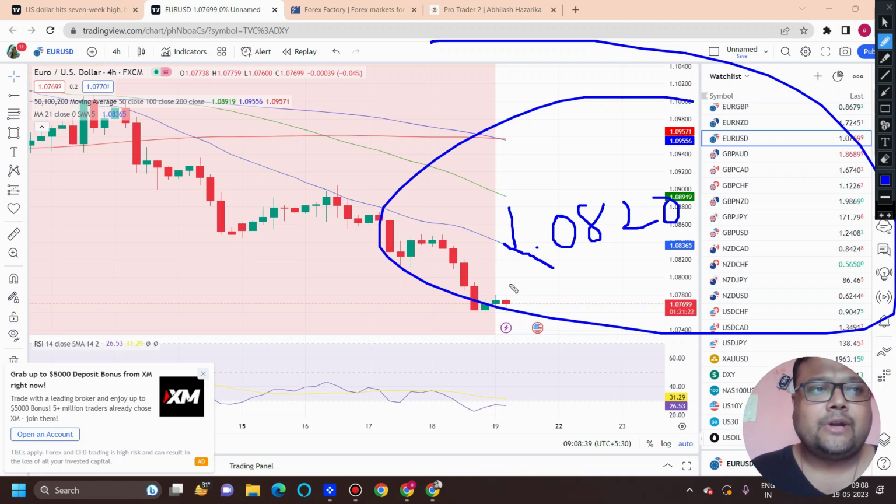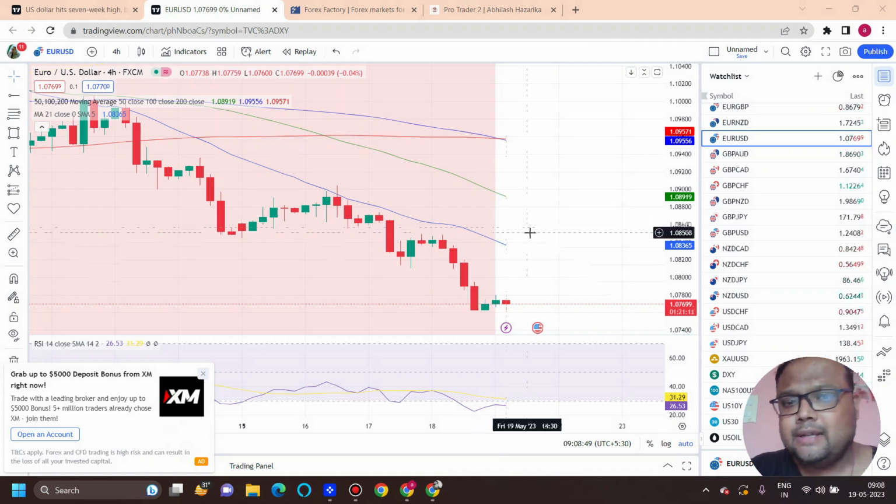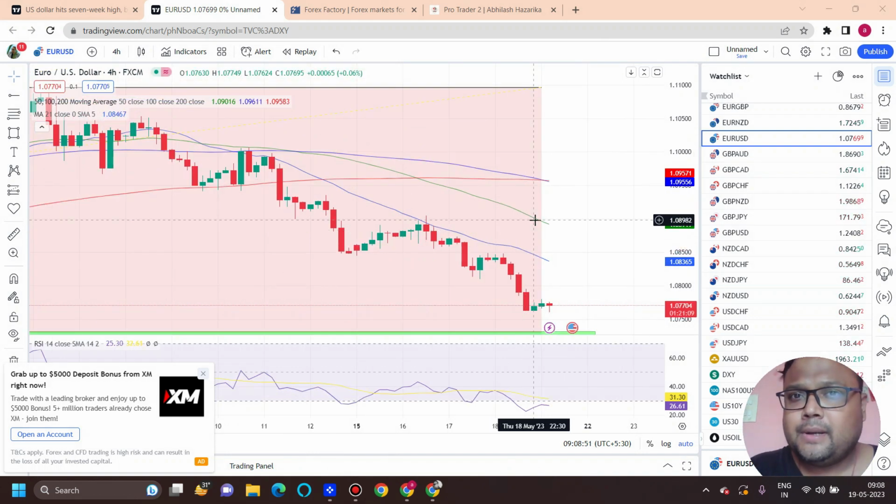So if possible, try to add the 21 moving average, it will be easier for you to trade. So this is the resistance right now, which should act as the dynamic resistance. If the market hits and reverses, we can look for a sell position.